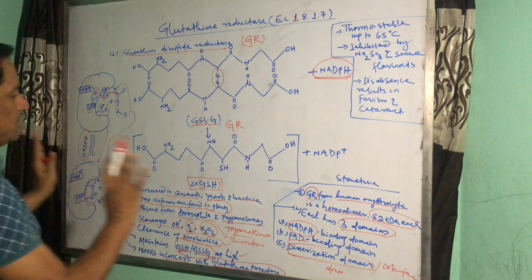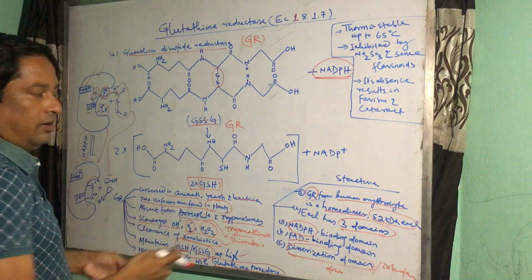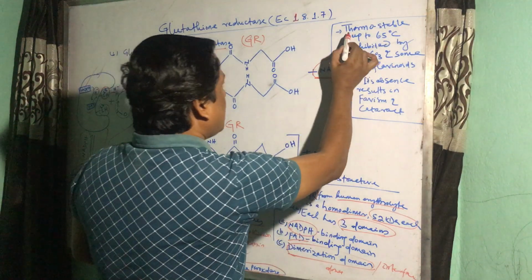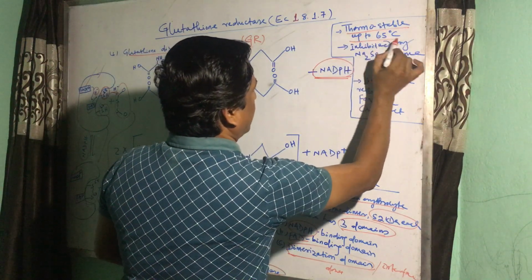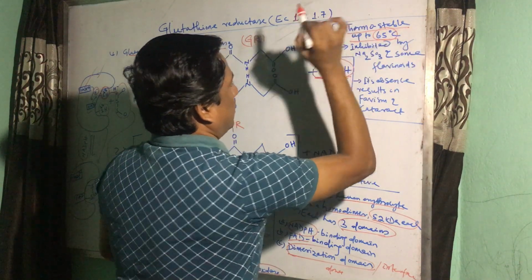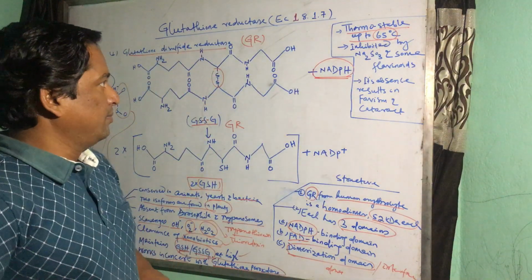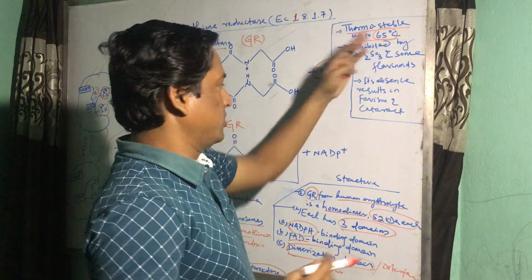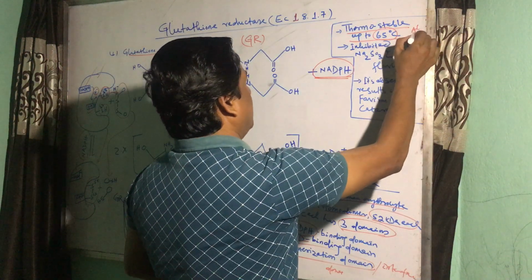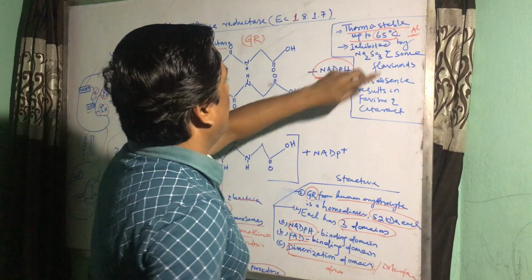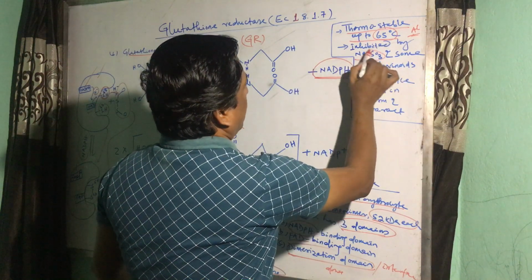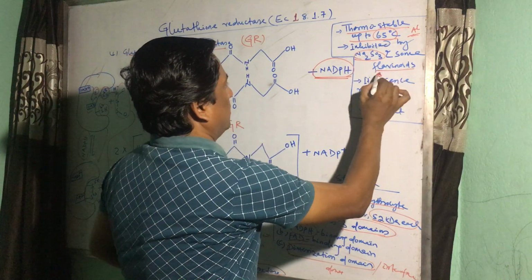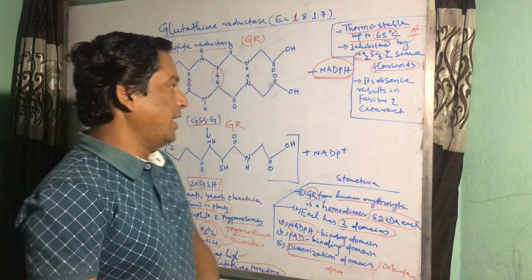This enzyme is very important for the survival of animals and plants. It is a thermostable enzyme which is stable up to 65 degrees Celsius. Very few enzymes are stable at this temperature. One such example is alkaline phosphatase. It is inhibited by sodium sulfite and some flavonoids. Flavonoids are found in plants.